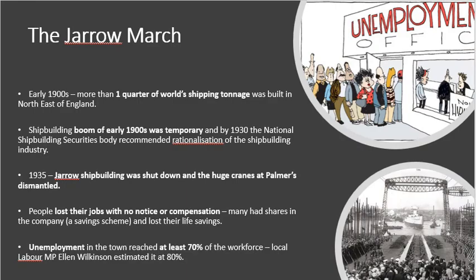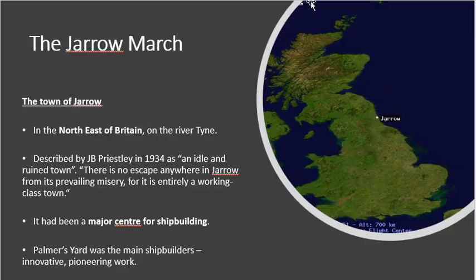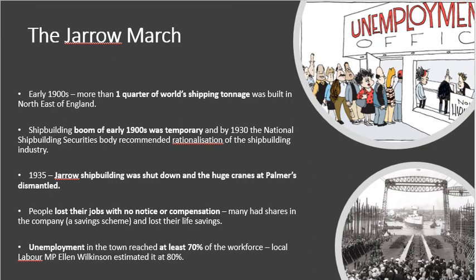In the early 1900s, more than a quarter of the world's shipping tonnage was built in the northeast of England. So a quarter of the world's shipping was built here in the northeast, an absolutely colossal amount of shipping. Naturally enough, you can imagine there's a huge amount of people in the northeast who are employed in shipbuilding, and a huge amount of people who rely on shipbuilding. The shipbuilding boom of the early 1900s was temporary.